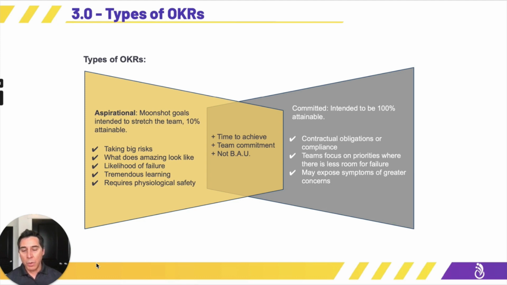But the one consideration and the one concern that you want to give to committed OKRs is that when we miss those OKRs, right? When we're unable to hit those goals, that may expose symptoms of greater concerns. And so when we're unable to hit those committed OKRs, we definitely want to potentially retrospect on that, right? Post-mortem, how come we missed that, right? So a little bit of a difference there between aspirational and committed OKRs.